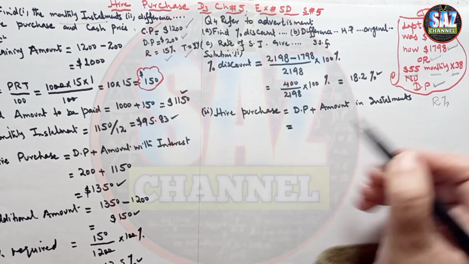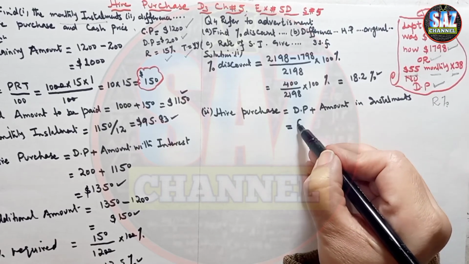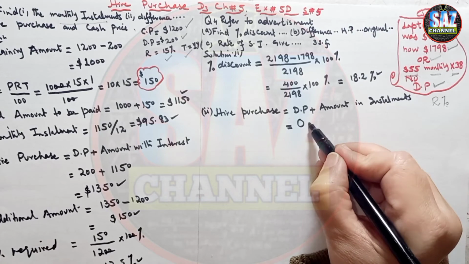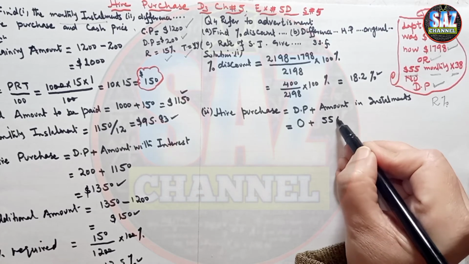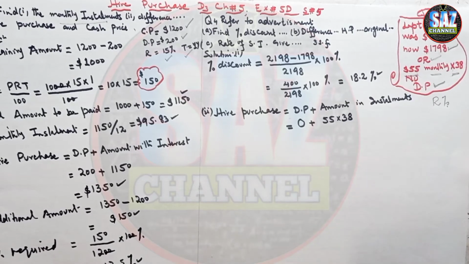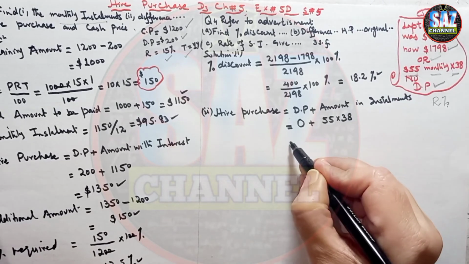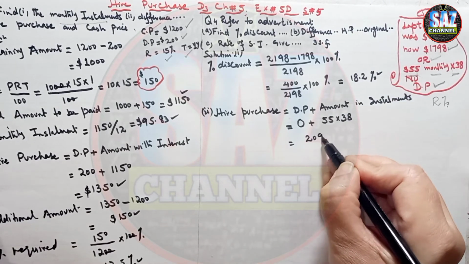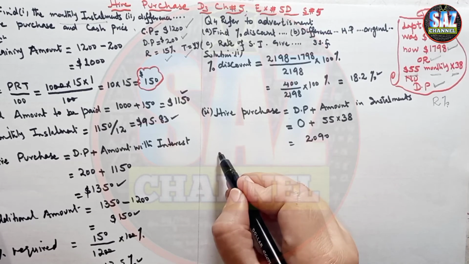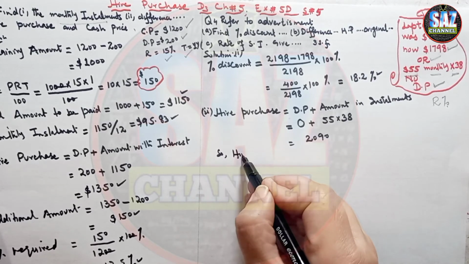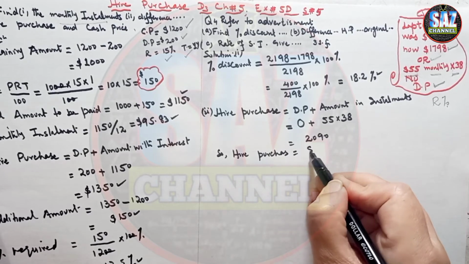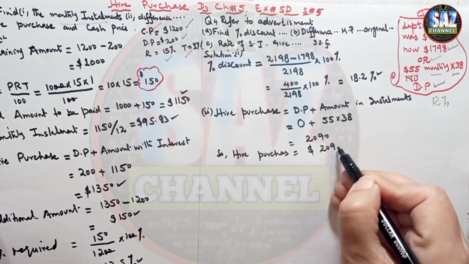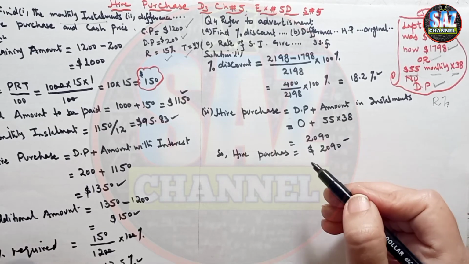No down payment means that we are not going to give anything to the shopkeeper, so 0 down payment, plus 55 multiplied by 38. So 55 multiplied by 38 will give me $2,090. So the hire purchase price equals $2,090. I hope you are clear how we are finding the hire purchase price.